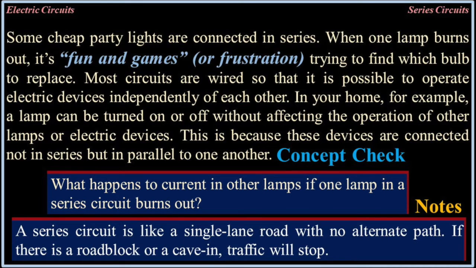Some cheap party lights are connected in series. When one lamp burns out, it's fun and games or frustration trying to find which bulb to replace. Most circuits are wired so that it is possible to operate electric devices independently of each other. In your home, for example, a lamp can be turned on or off without affecting the operation of the other lamps or electric devices. This is because these devices are connected not in series but in parallel to one another.